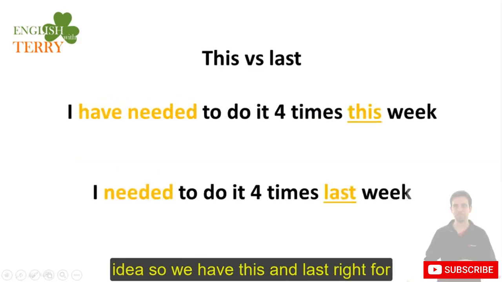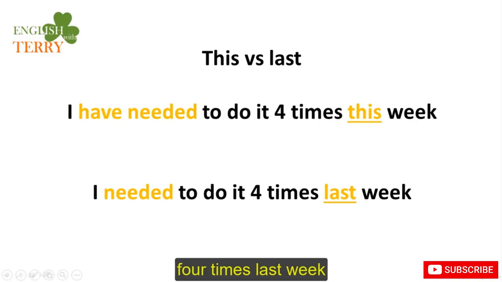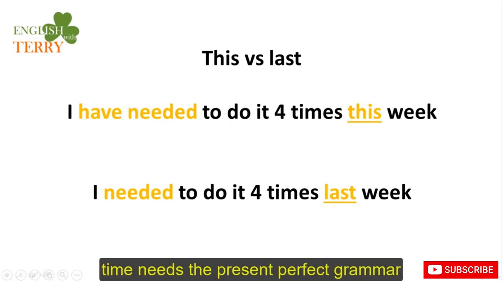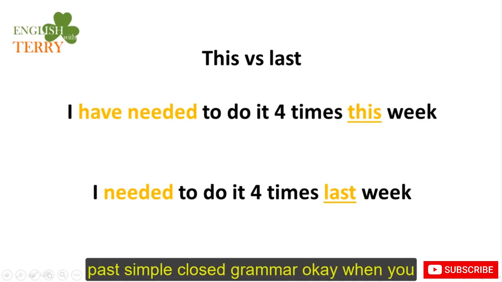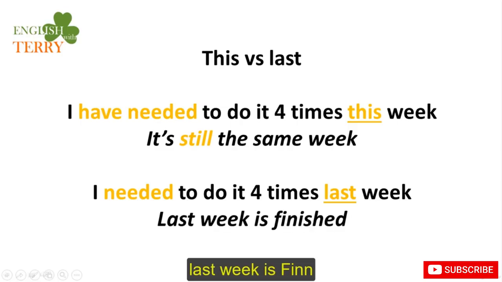This is the idea. So we have this and last, right? For example, I have needed to do this 4 times this week and I needed to do it 4 times last week. Can you see side by side how this open time needs the present perfect grammar, this week, and then last week needs that past simple closed grammar, okay? When you say I have needed to do it 4 times this week, it's still the same week. And then last week is finished.